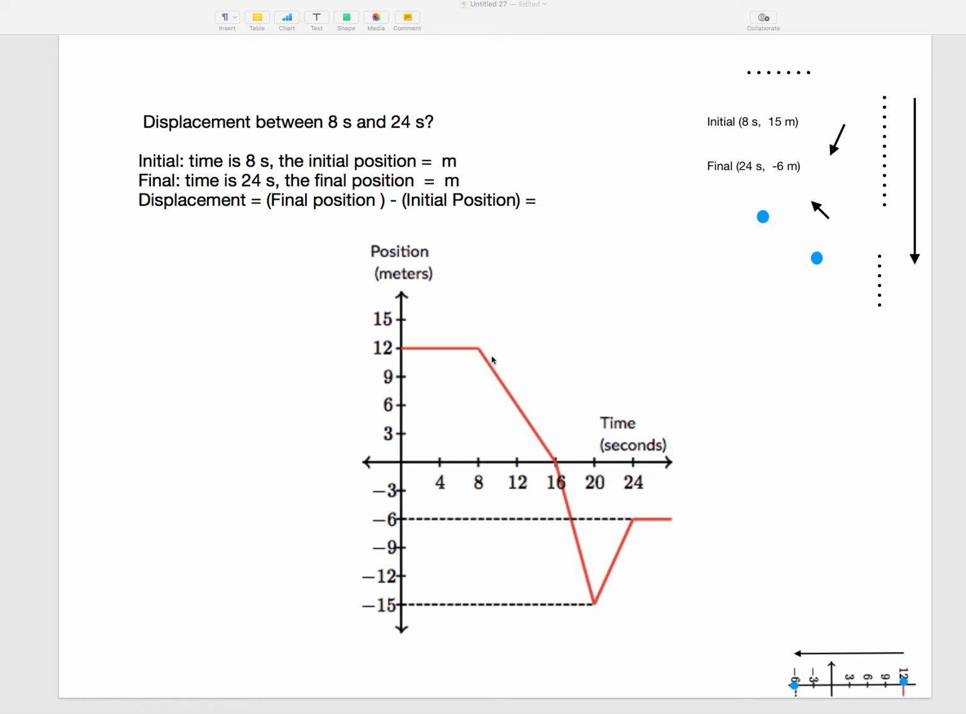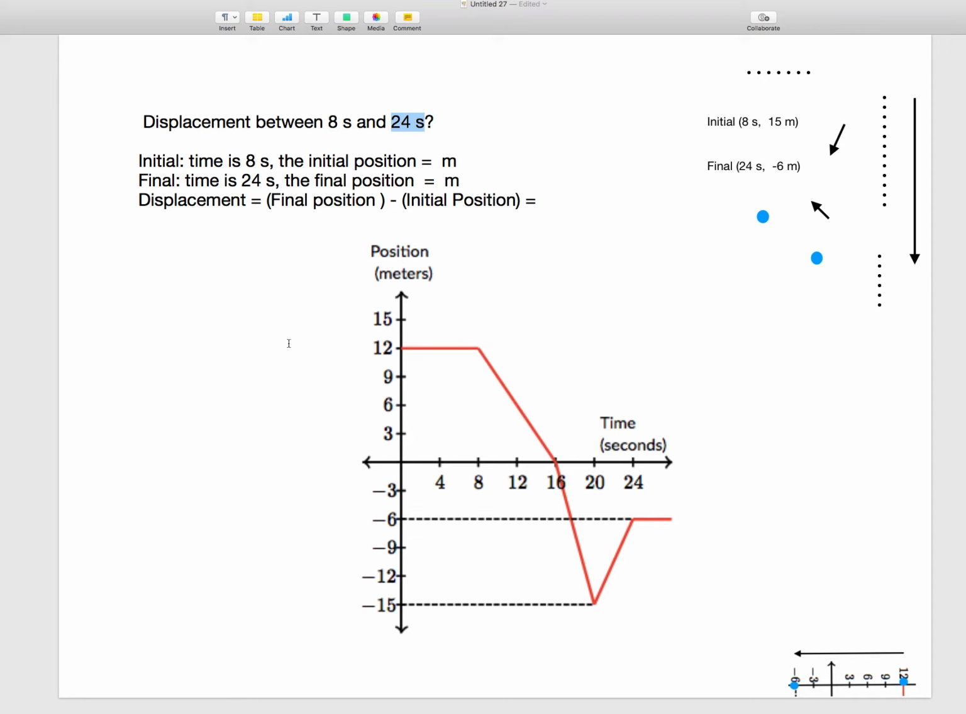Hi physics students. I'm trying to give you an example on how to calculate the displacement between two different times on a position versus time graph. In this one here, I have a position versus time graph of a certain motion or movement, and I need to find the displacement between 8 seconds and 24 seconds.